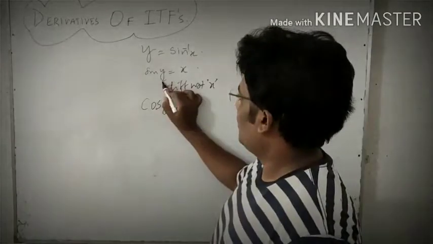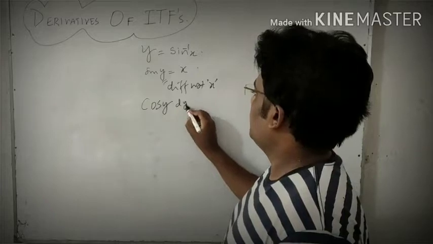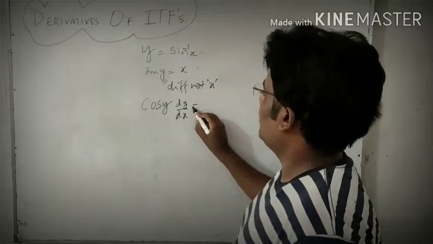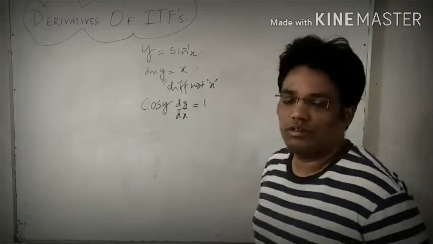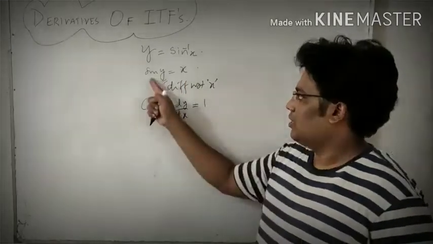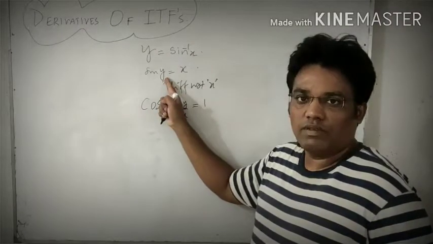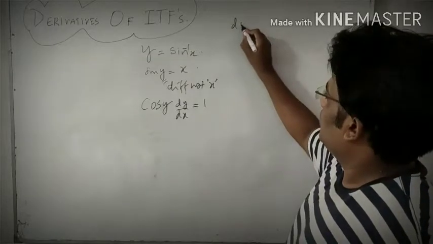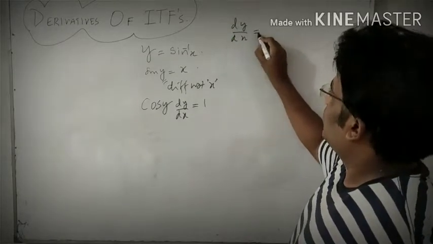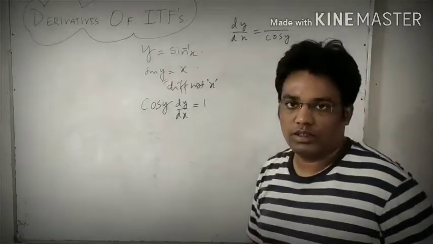What is that variable we have? y. So differentiation of y with respect to x is dy by dx, equal to differentiation of x with respect to x, which is 1. That's a very simple one. So finally, dy by dx will be equal to 1 by cos y. Send that to the RHS part.